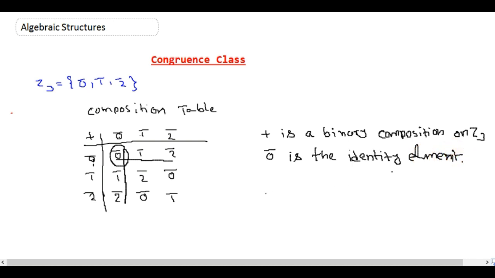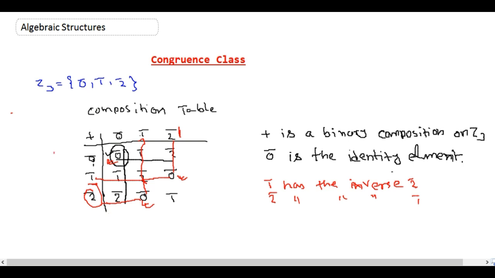Next, can we find the inverse of all elements? How do we find the inverse? First, find where the identity elements are. Here we have an identity element, here also, and here also. After that, go in this direction and also in the upper direction. We will find that the inverse of 1 bar is 2 bar. Similarly, the inverse of 2 bar is 1 bar.